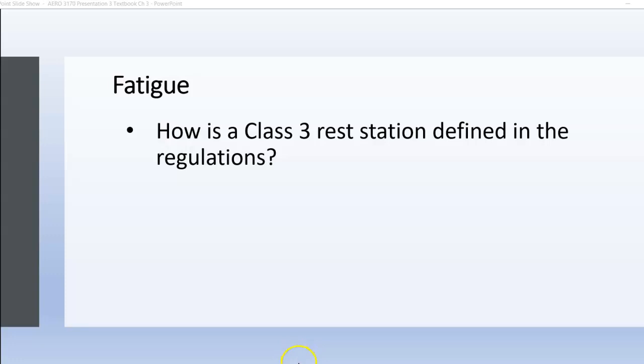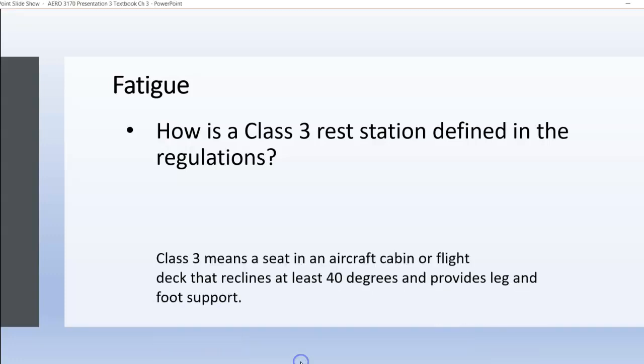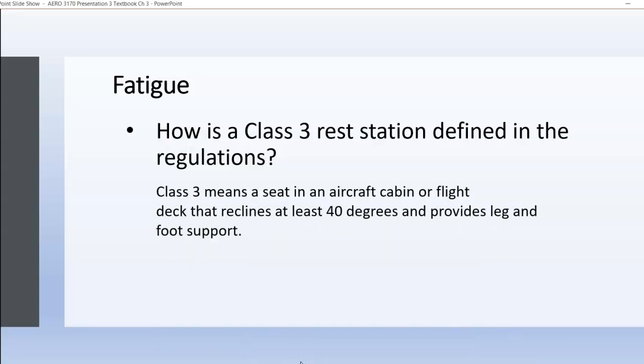And then finally, a Class 3 rest station is defined as simply a seat in an aircraft, cabin, or flight deck that reclines to at least 40 degrees and provides leg and foot support. But that's it. So this is the least desirable rest station.